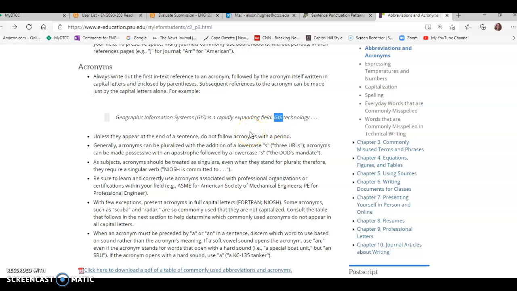I have noticed that when we're talking about degrees, or maybe some healthcare terms or computer related terms, I am seeing a lot of usage of acronyms. So I just wanted to clarify how we need to do acronyms in our paper.